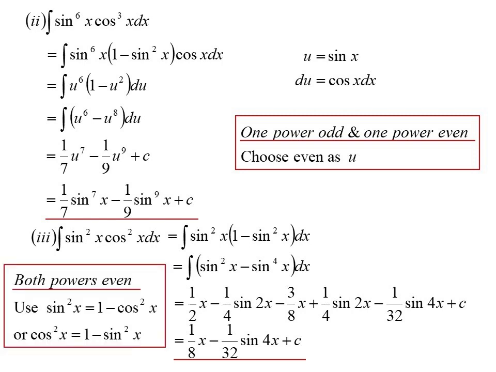So if both powers are even, it's up to you which one you want to do. Again, I would change the lower power. In this case, they were both equal to 2, so it didn't really matter. But I would choose the lower power to be the one I change. That's sine and cosine, and a combination of each.